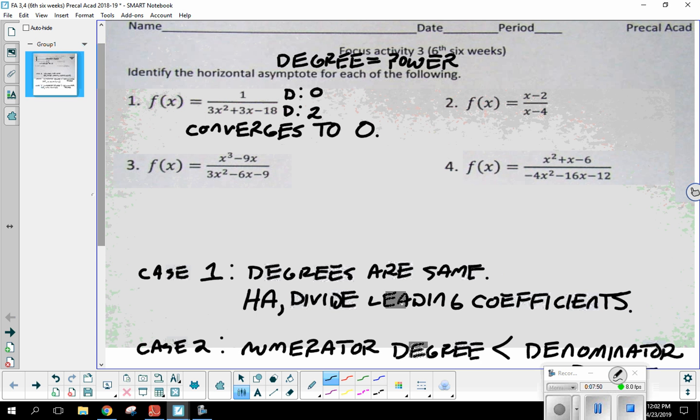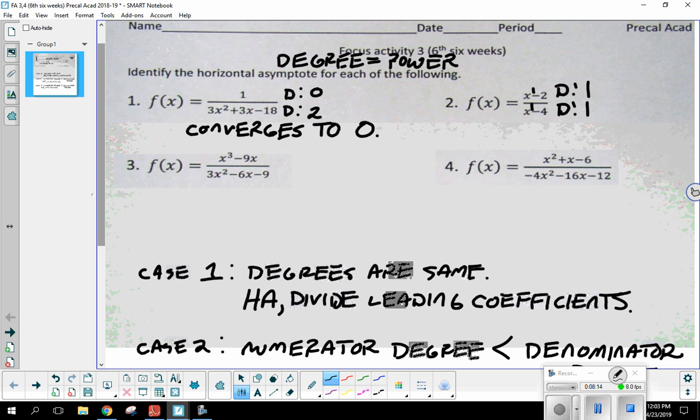Okay, well, let's take a look at number 2. x minus 2 over x minus 4. What's the degree of the numerator? The degree of the numerator is 1. The degree of the denominator is 2. See, they both have 1 as a power. Oops. I don't know why I put 2 there. Sorry. Just saying if you guys are paying attention. More likely trying to see if I was paying attention.